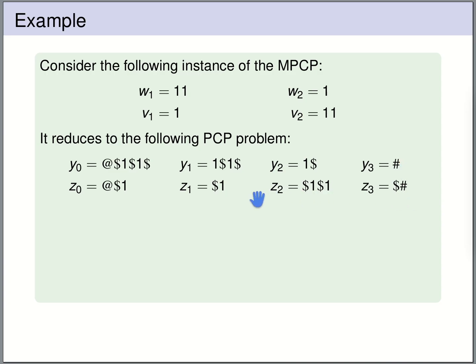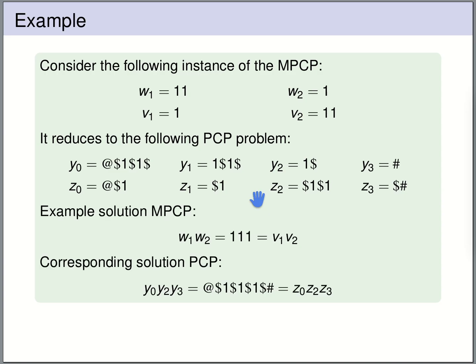So now let's have a look how a solution translates. For this modified PCP, we have a solution by picking pair 1 and then pair 2. If we pick pair 1 and then pair 2, then the concatenation of the left entries gives us 1, 1, 1, and the concatenation of the right entries also gives us 1, 1, 1.